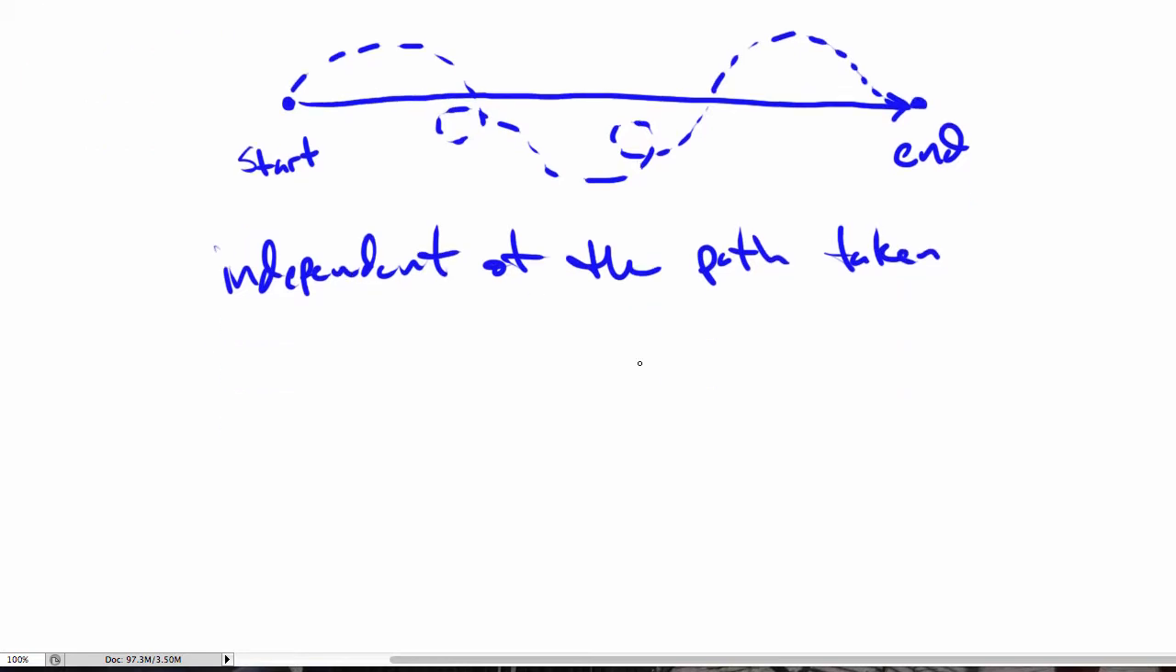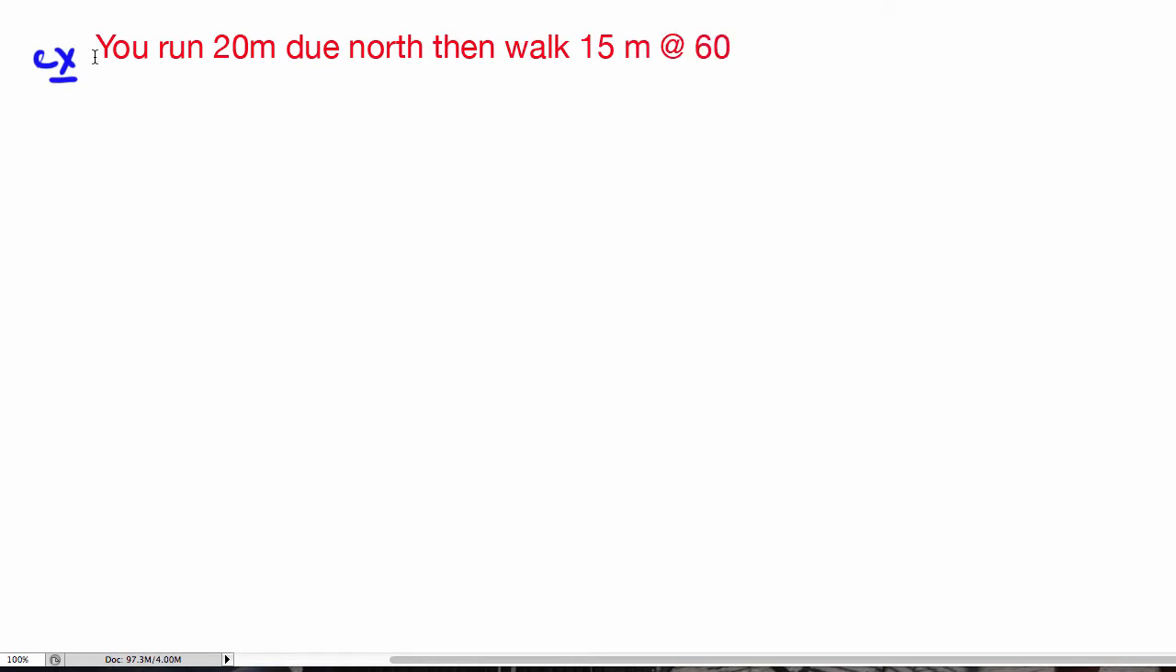So we could do a really quick example dealing with displacement. And we'll do one where, let's see, you run 20 meters due north, then walk 15 meters at some angle 60 degrees south of east. So I want to know, what is your displacement?